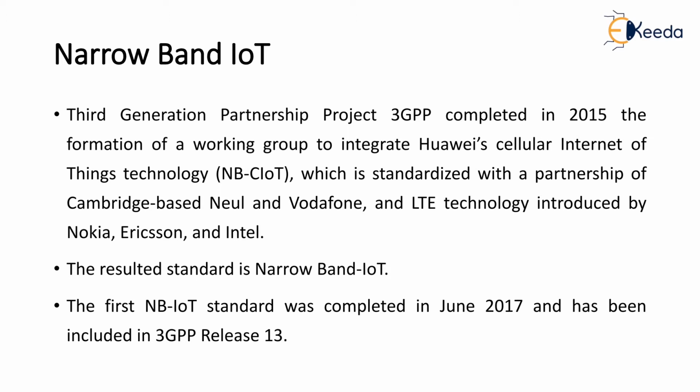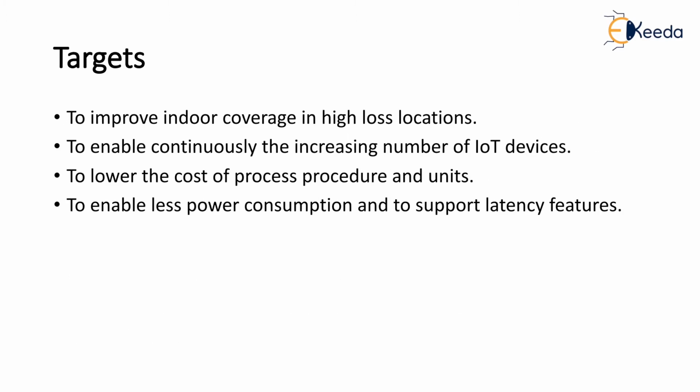So 3GPP determined 5 targets for machine type communication. The targets were to improve indoor coverage in high loss locations, to enable continuously the increasing number of IoT devices, to lower the cost of process, procedure and units, to enable less power consumption and to support latency features. So these are all the 5 targets which are set for NB-IoT.